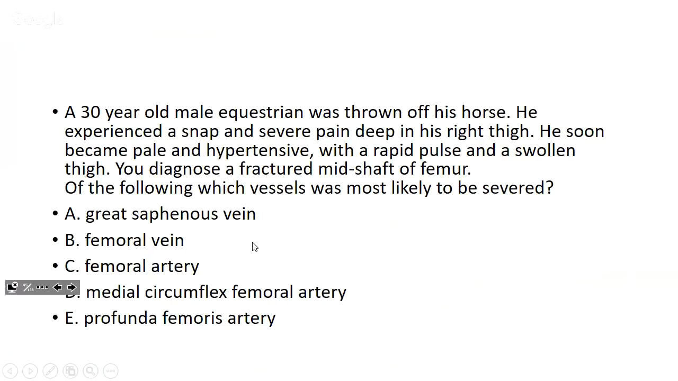So a male equestrian was thrown off his horse and he experienced a snap and severe pain in his right thigh. Soon he becomes pale and hypotensive with a rapid pulse and a swollen thigh. I'll correct that, it's supposed to say hypotensive. You diagnose a fractured midshaft of femur. So what sort of vessel would be severed in that case?